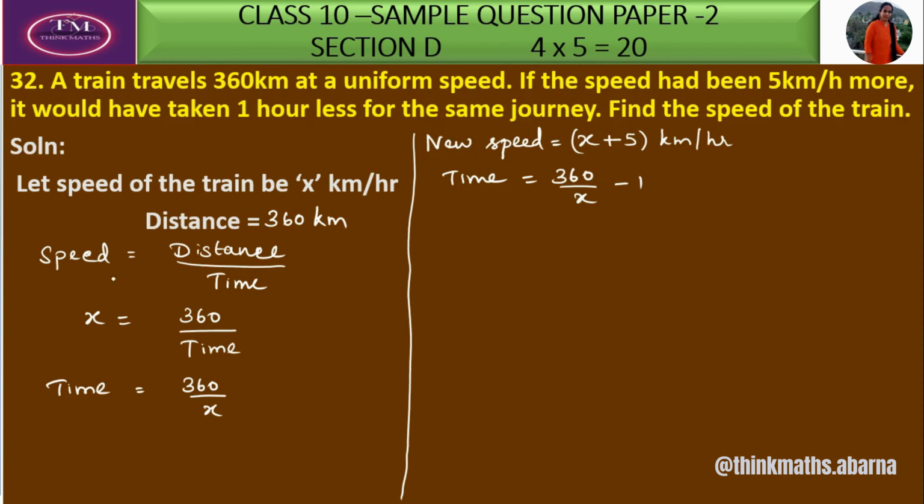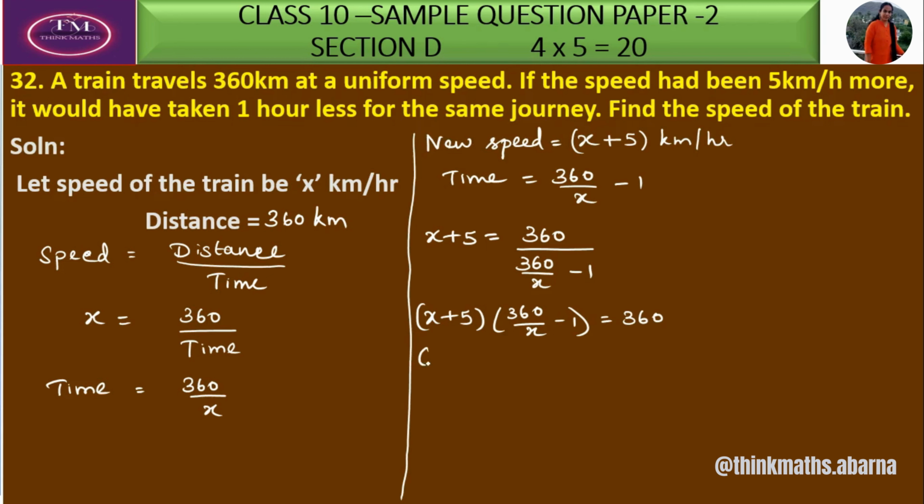Now what is the relation between speed, distance and time? Speed is equal to distance by time. The speed is x plus 5 equal to the distance, which is the same, 360, divided by the time taken, which is 360 by x minus 1. Now we have to solve this to find the value of x, which is the speed of the train. Just cross multiply. So x plus 5 into 360 by x minus 1 equals 360.